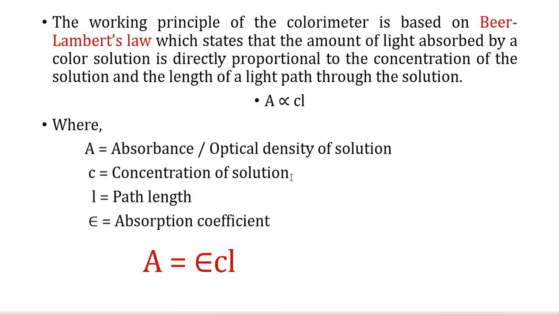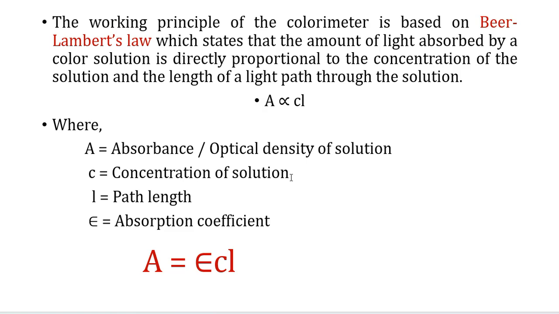So Beer-Lambert's law, totally we say it as the amount of light absorbed by the colored solution is directly proportional to the concentration of the solution and the length of the light path through the solution. So here we are saying absorbance is directly proportional to the concentration of the solute in the solution, at the same time the length or the thickness of the holder. So this at the end gives A is equal to epsilon C l as the final formula of the Beer-Lambert's law.